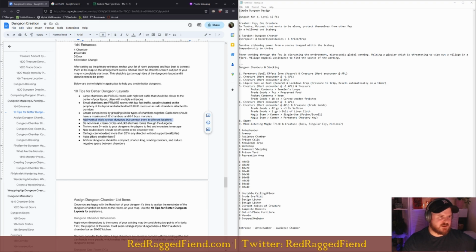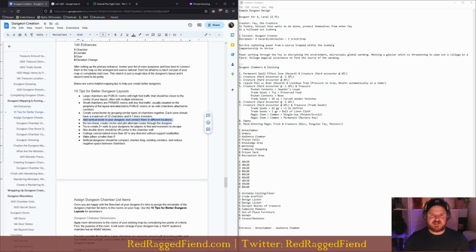But at this point, it talks about adding vertical levels to your dungeon and making sure that it's not just one shaft that goes through all the levels. Like if you go from level 1 to level 2, and then you have to go all the way across level 2 to get to level 3. And halfway across level 3, there's a shaft that goes down to level 1, but not level 2. Right, that sort of idea.